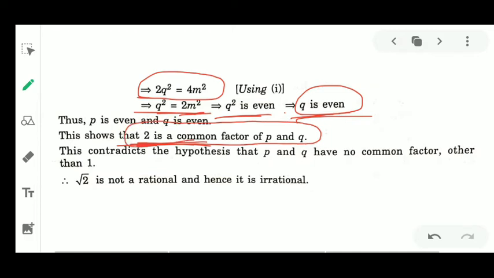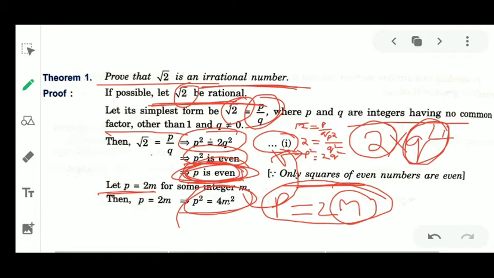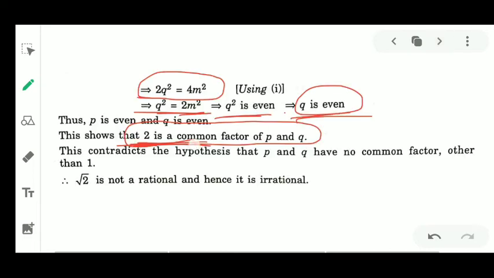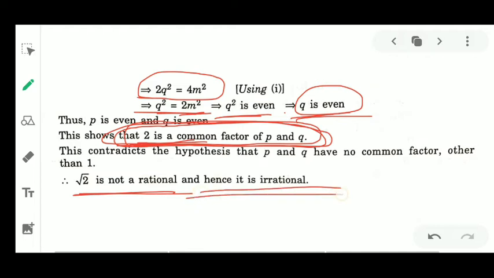But the hypothesis we took was that p and q are integers having no common factors other than 1, but we got 2 as a common factor of p and q. That's why root 2 is not rational and hence it is an irrational number.